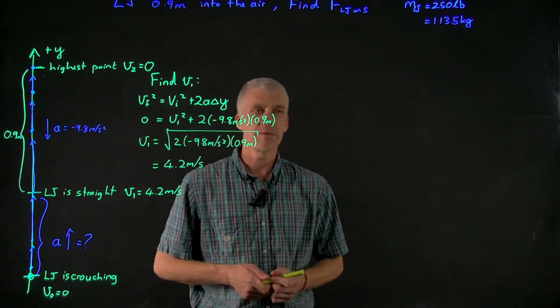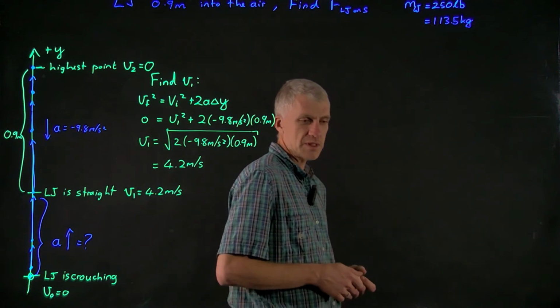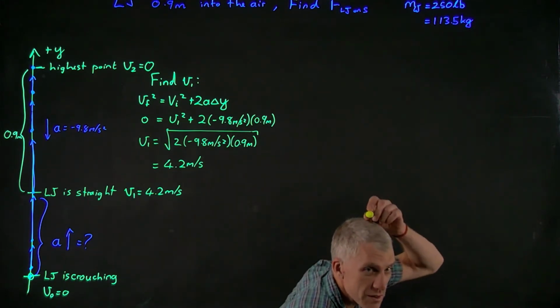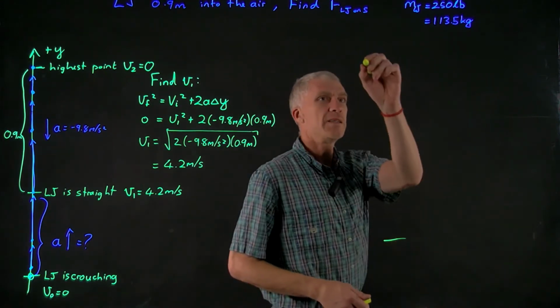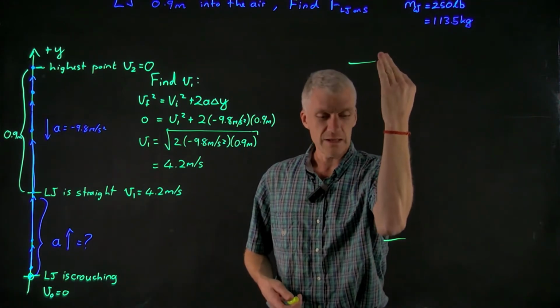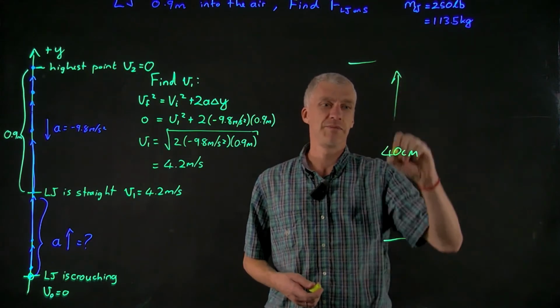I'm 6'2". I'm not as tall as LeBron James, but I'm close. He's probably in the upper 6 feet range. So we're simply going to try and use me as a reference point. I'll start here. This is my crouch position, and here is my straight position. That's about the length of my forearm, which is 40 centimeters.